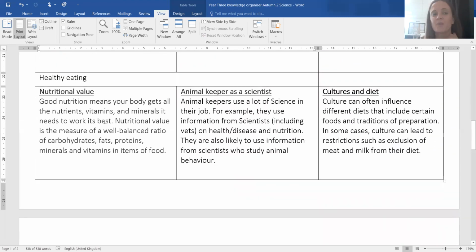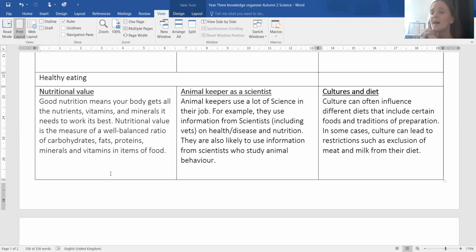And then lastly, nutritional value. Good nutrition means your body gets all the nutrients, the vitamins, and the minerals it needs to work its best. Nutritional value is the measure of a well-balanced ratio of carbohydrates, fats, proteins, minerals, and vitamins in foods.